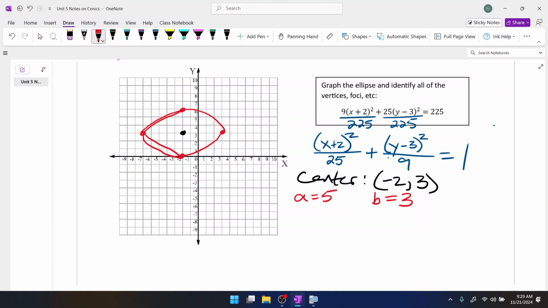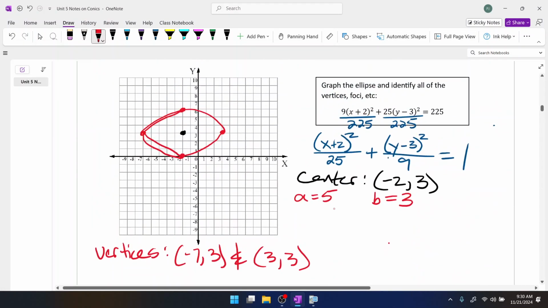All right, so yeah, the vertices for this bad boy are at -7, 3, and 3, 3. Here's the thing, the distance between these two vertices is 10 units. Half the distance is 5. Boom. So you'll need to figure out the C value in order to figure out your foci.